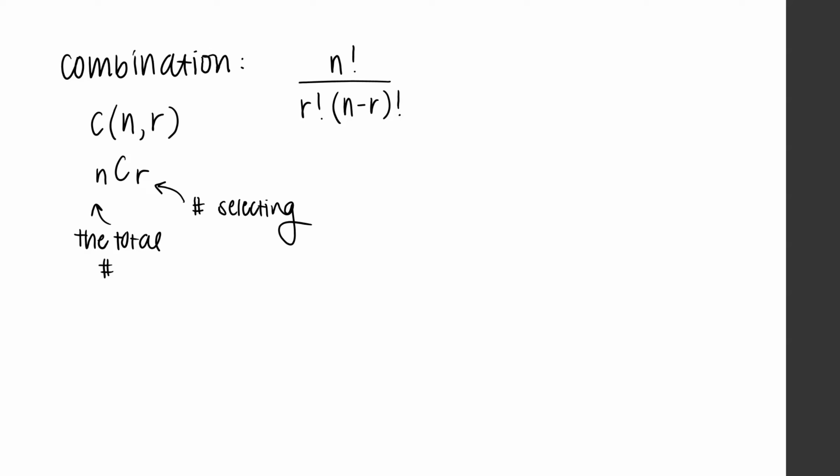A factorial, which basically looks like an exclamation mark, would be the product of that integer and all the integers below it. So for example, 5 factorial would represent 5 times 4 times 3 times 2 times 1. So that would equal 120.